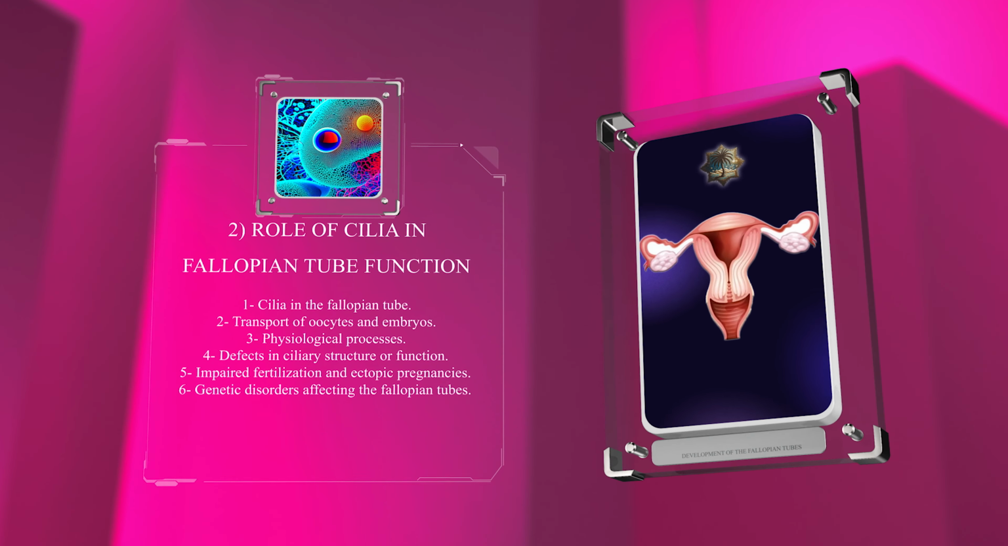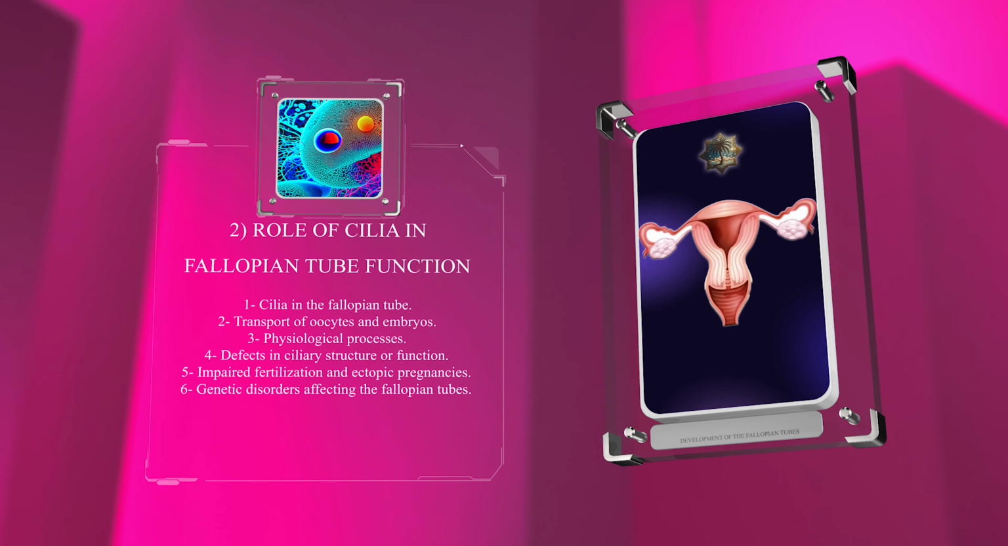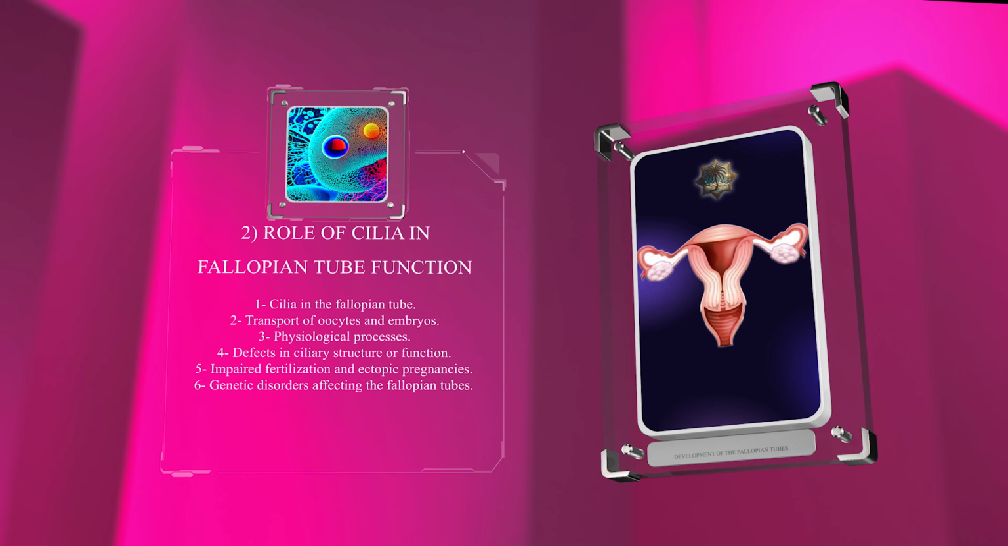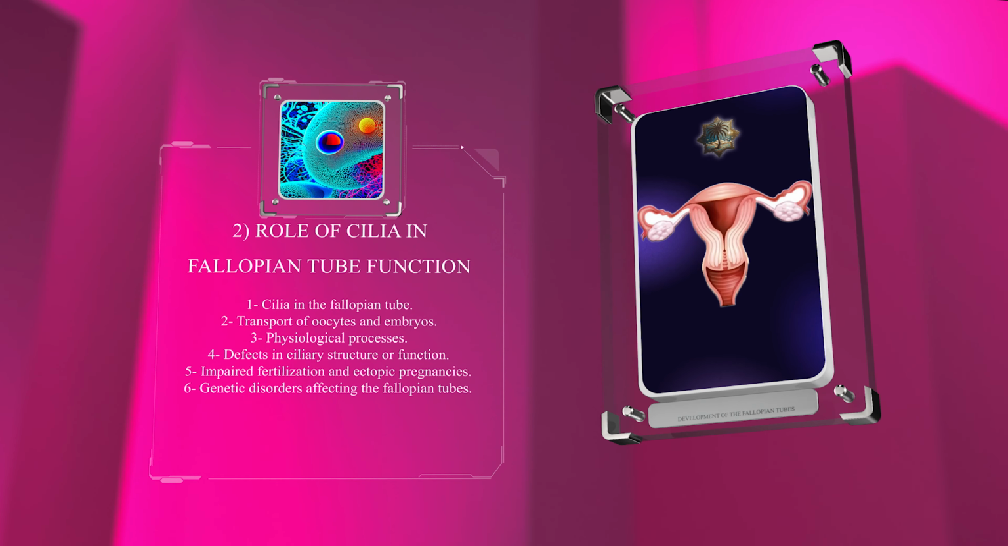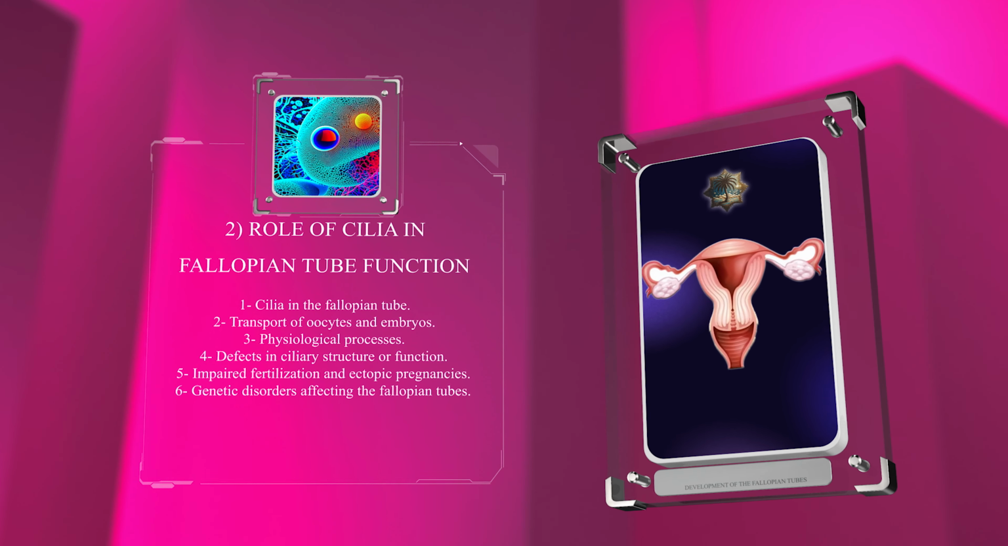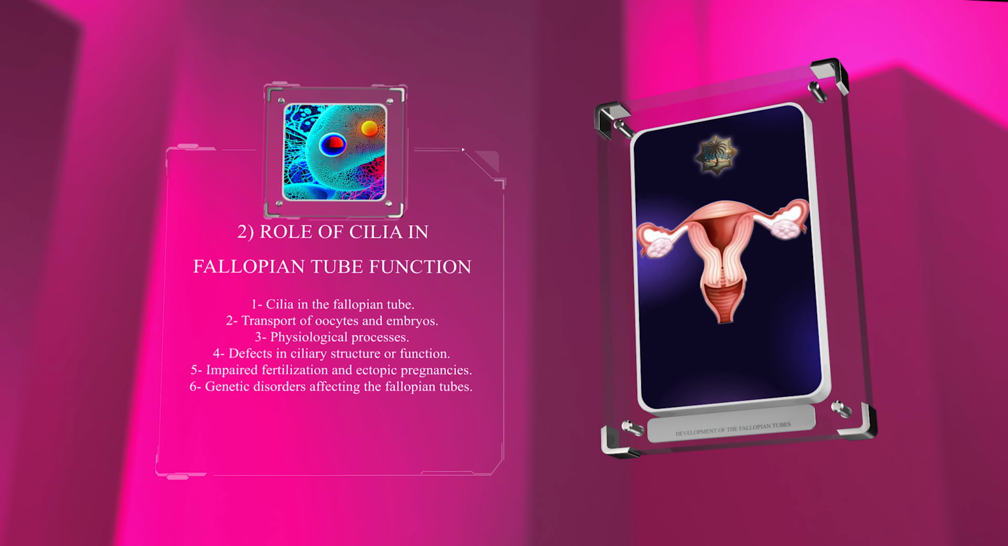Defects in ciliary structure or function can lead to impaired fertilization and ectopic pregnancies. Research suggests that ciliary dysfunction may be associated with various genetic disorders affecting the fallopian tubes.